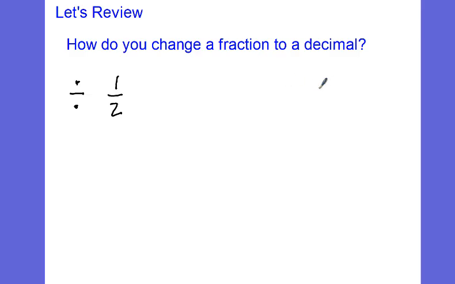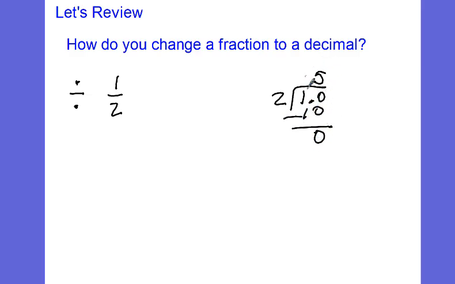So you would come over to the side, or you would go to your calculator, and you would do 1 divided by 2. And if we did this by hand, we would do 2 goes into 1. Well, it doesn't. It goes 0 times. So we add a decimal. We bring our decimal up, and we add a 0. And then we do 2 goes into 10, which goes 5 times. We multiply. 5 times 2 is 10, and we get a remainder of 0.